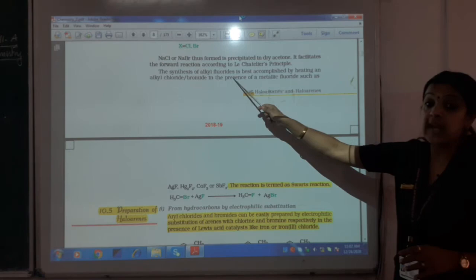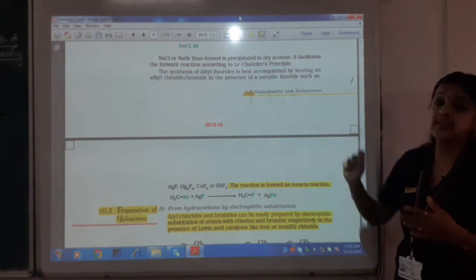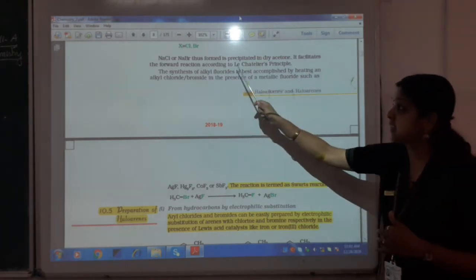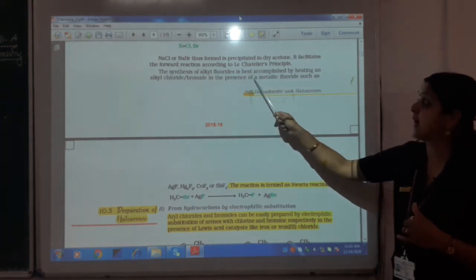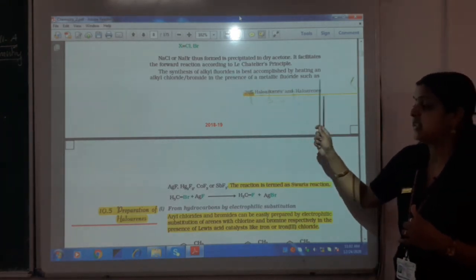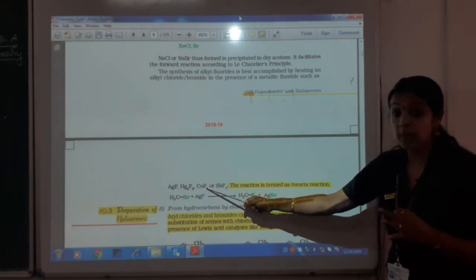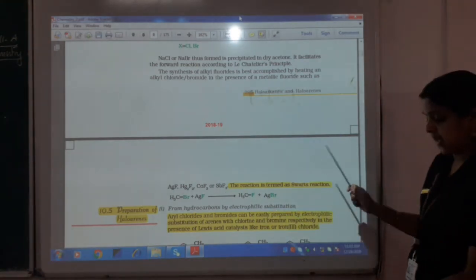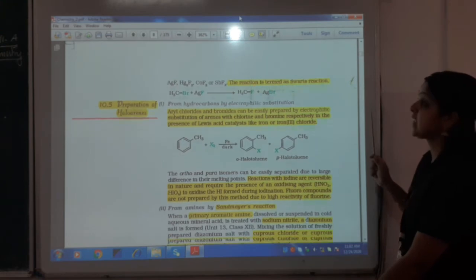the synthesis of alkyl fluorides. We were seeing about chlorides and bromides. Iodides we saw, Finkelstein reaction. Now next is with fluorine. The synthesis of alkyl fluoride is done by heating alkyl chloride or bromide in presence of metallic fluoride such as AgF, Hg2F2, cobalt fluoride or antimony trifluoride, where this reaction we call as Swarts reaction. Again another name reaction.